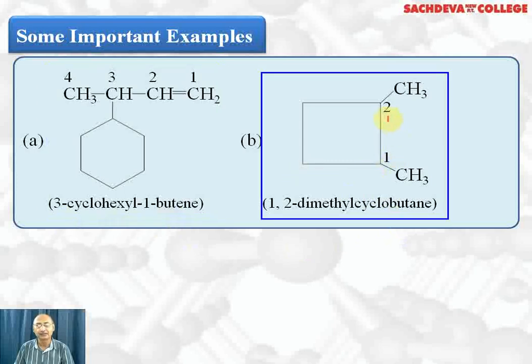This is another example where the parent is cyclobutane and one methyl group is attached with the first carbon, the second methyl group is attached with the second carbon, so it becomes 1,2-dimethylcyclobutane. 1,2 because at the first and second position methyl groups are attached. Dimethyl because there are 2 methyl groups attached, and the parent is cyclobutane here.